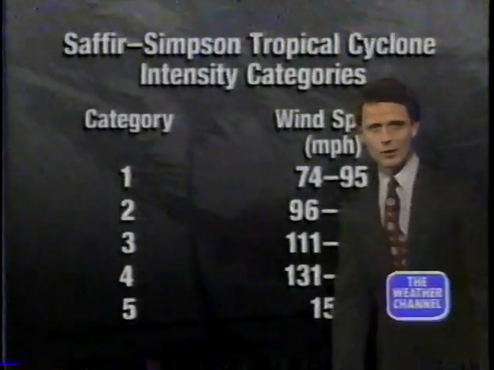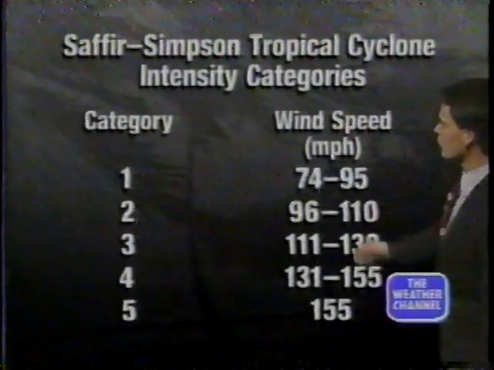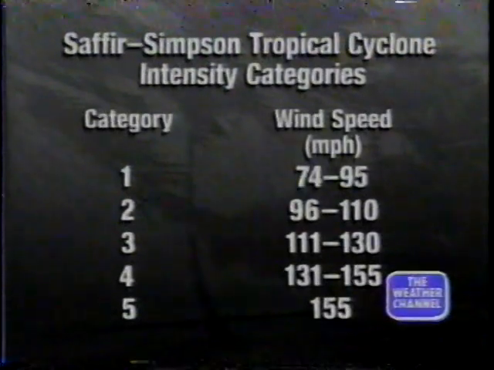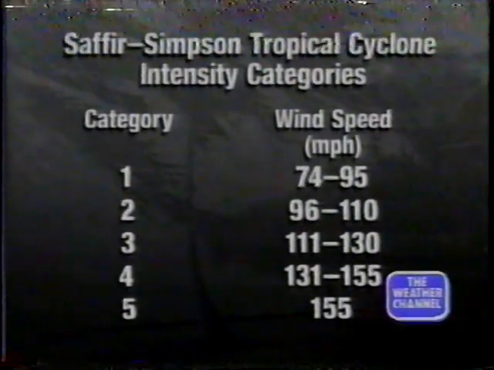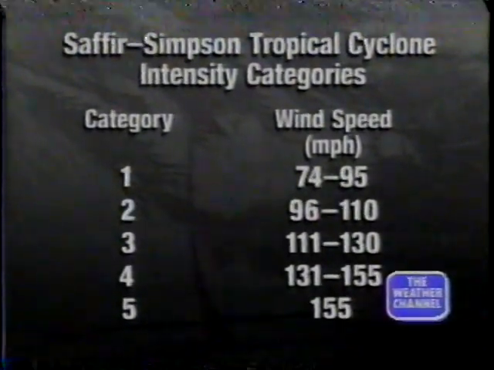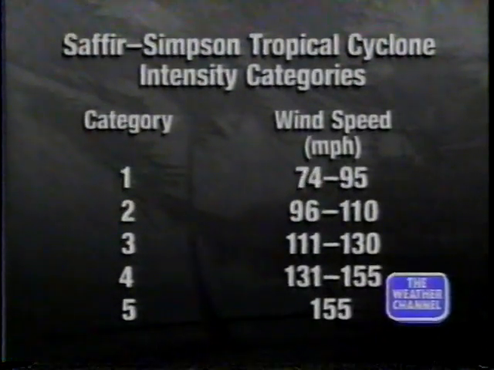All hurricanes are classified on a scale from 1 to 5. You can see they range from 74 to 95 with a Category 1 to the monster hurricanes with winds of better than 155 miles per hour. With more on the scale, here's Dale Eck.